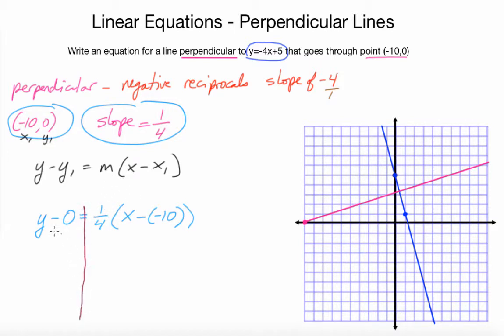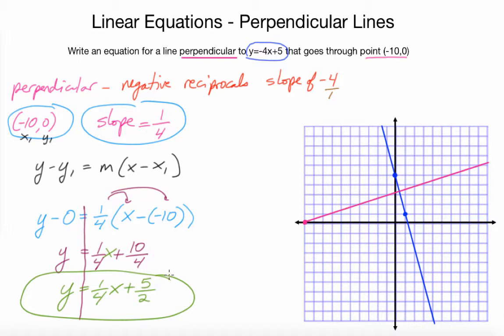So I'm going to do a little bit of algebra. y minus 0 is nice. That's just y. Let's distribute the 1/4. So 1/4 times x. These two negatives are going to make it plus 10, and then 1/4 of 10, I'm just going to write as 10 over 4. But that simplifies down into y equals 1/4, oops, I forgot my x, x plus 10/4 reduces down to 5/2. I want to make it a simplified fraction. So there we go.